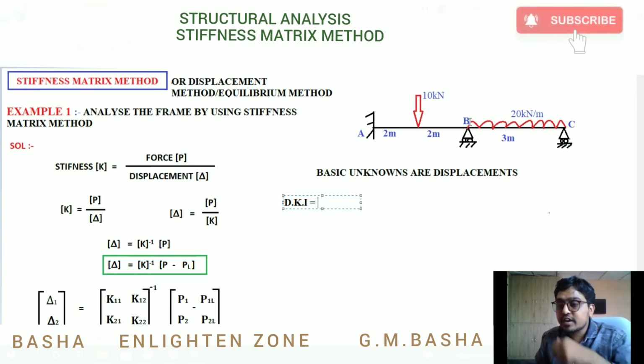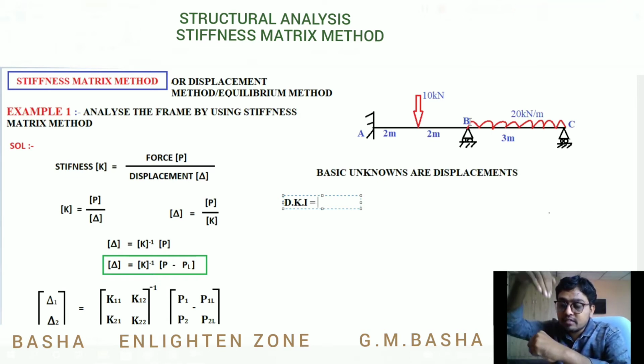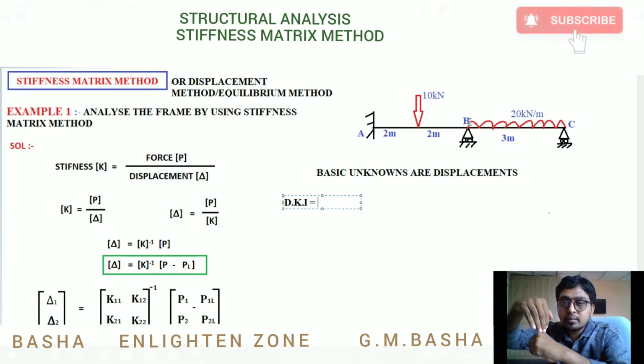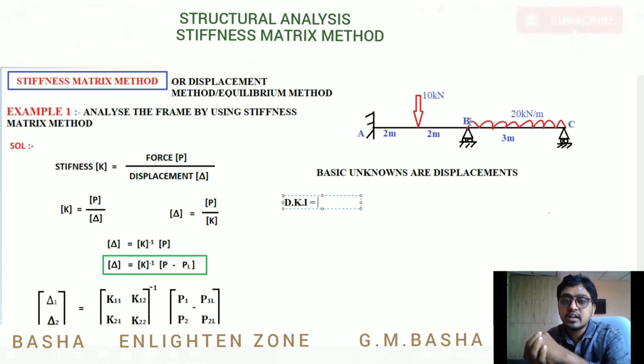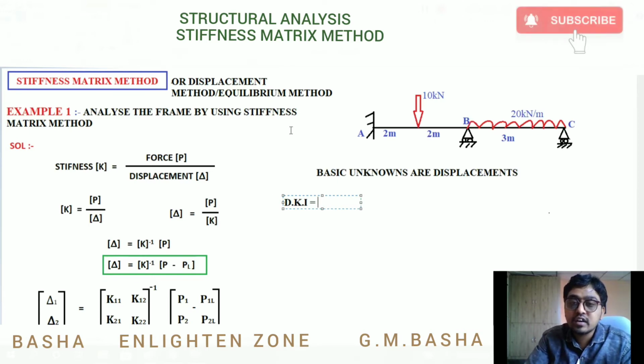Why? Because if I fix any structure and apply any horizontal load, it cannot go in any horizontal direction. If I apply any external force, it still cannot move. If I apply any vertical loading, it cannot go downwards. Because whenever the structure is fixed, it cannot move in any direction. That is the reason the degree of freedom at the fixed end is equal to 0.